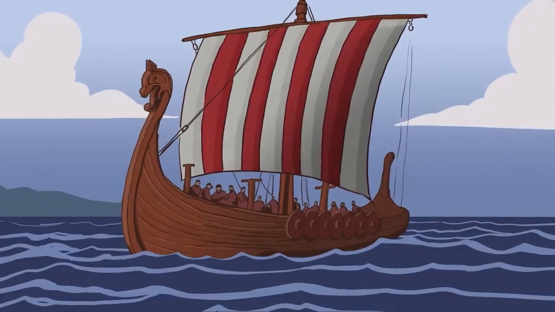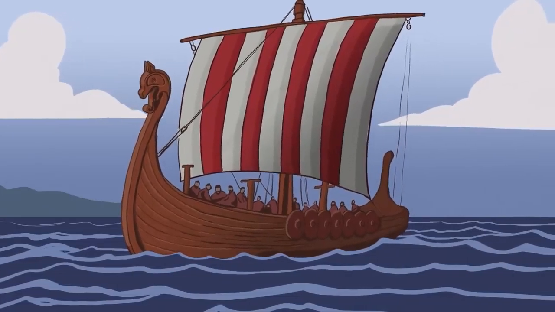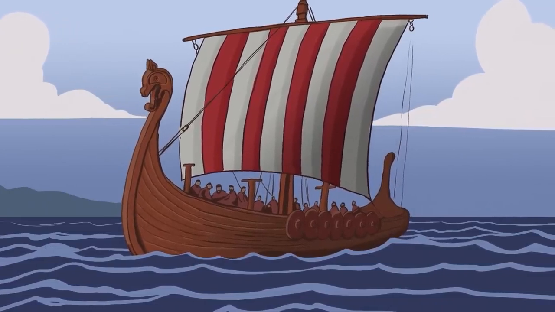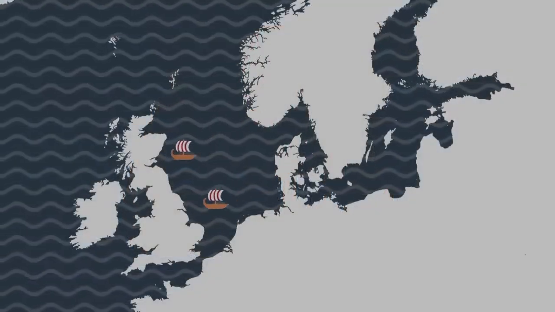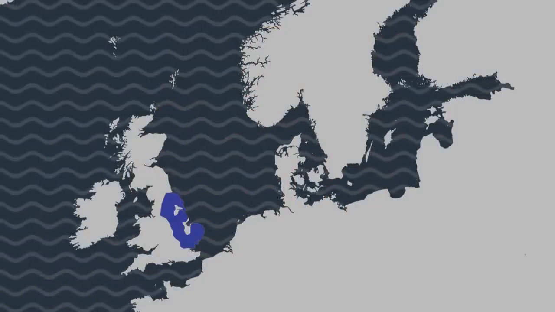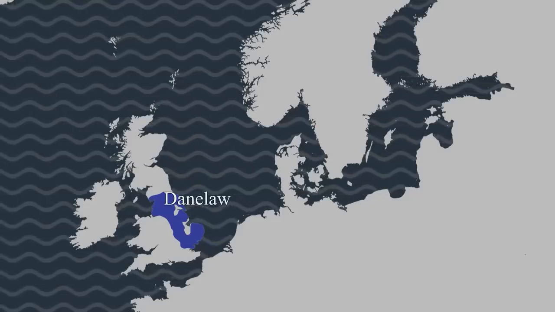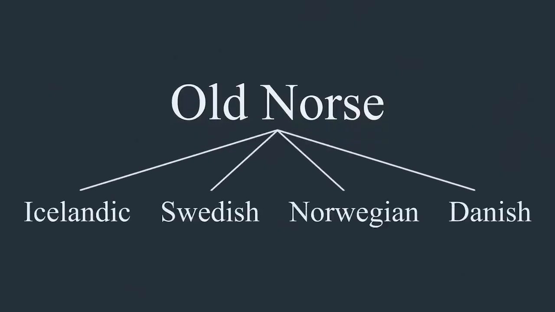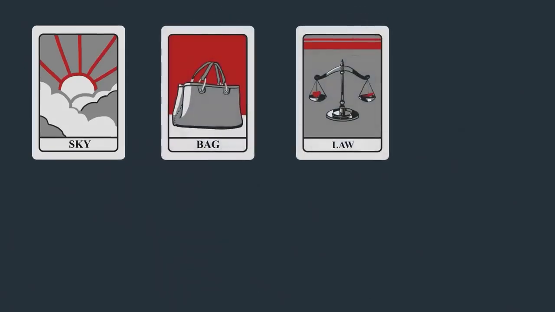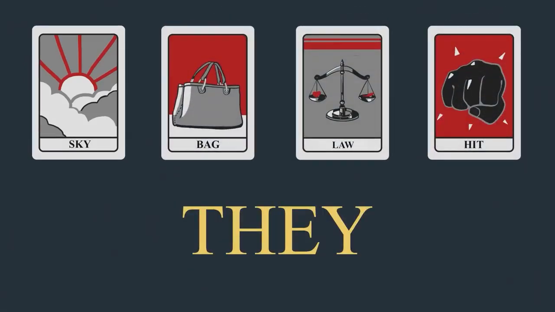The first major influx of change to English came with the Viking invasions in the 8th century onward. Norsemen from Norway and Denmark invaded the north of England, and even set up a kingdom of their own called the Danelaw. These Vikings spoke a language called Old Norse, which is the ancestor of the modern Scandinavian languages. Its influence on English was mostly vocabulary, with words like sky, bag, law, hit, and even they coming from Old Norse.